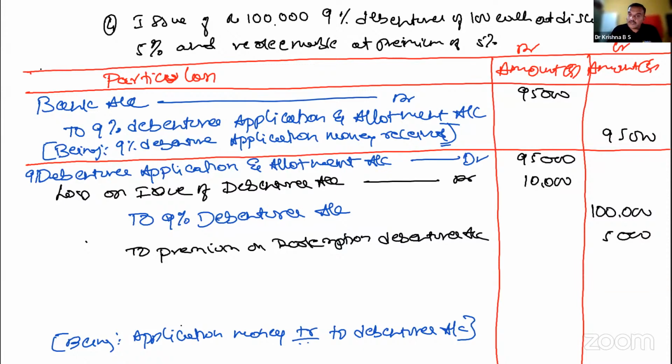I repeat. 9% debenture application allotment account debit: this amount is from the previous entry. To 9% debentures: this is always the face value. Here, when you redeem the debentures, how much extra did you pay? You paid 5,000 rupees extra, 5%. Next, loss on issue of debentures account debit. Why 10,000? When the issue happened, you received 5,000 less. When you repaid the money, at the time of debenture redemption, you paid 5,000 more. So you received 5,000 less and are paying 5,000 more. Totally you lost 10,000 rupees. That's why 10,000 has been written. I think this is clear. Understood? Copy it. Once done, raise your hands.